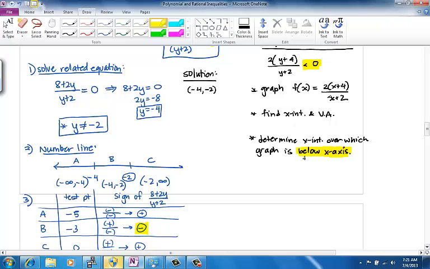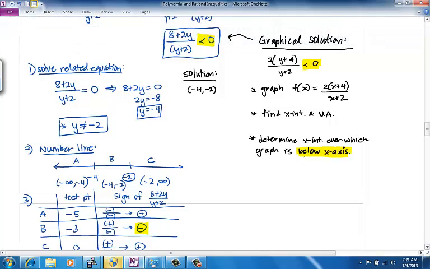We can see, because this is in factored form, that the x-intercept would be the 0 of the numerator, so -4, 0. And the vertical asymptote would be at x equals -2. Both are multiplicity 1. So at each one, we're going to change signs for the function.